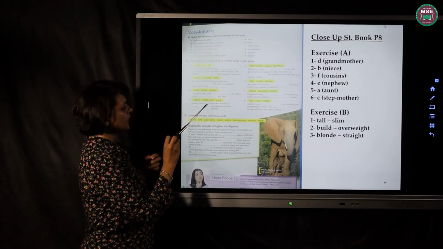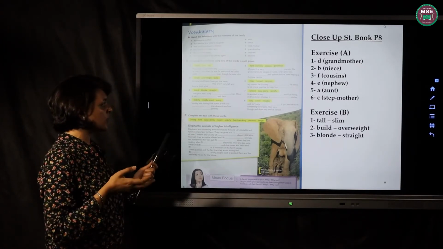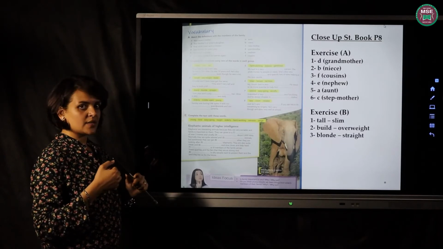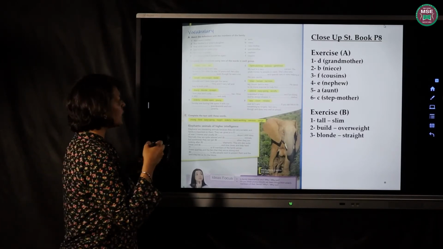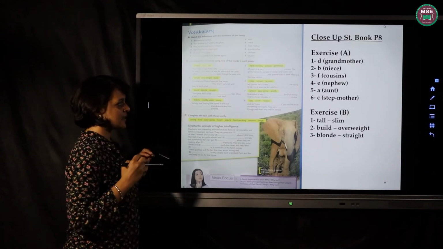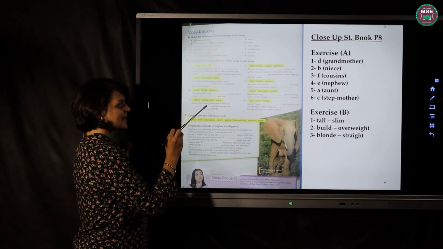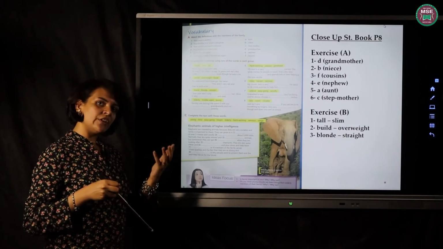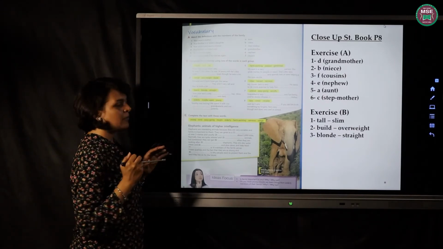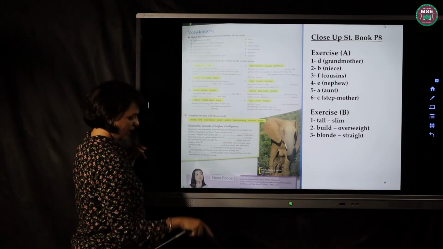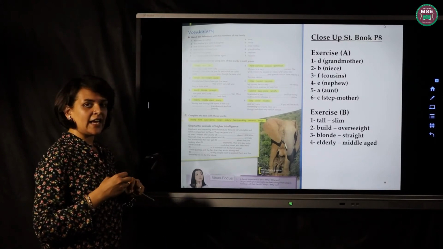Four, Sunday was boring. We spent it with our what? Grandparents and our parents. The grandparents are old, so we call them elderly grandparents. And our parents are middle-aged. They are not very old and they are not young like kids. So we call them middle-aged. So here we have the answer, elderly and middle-aged.